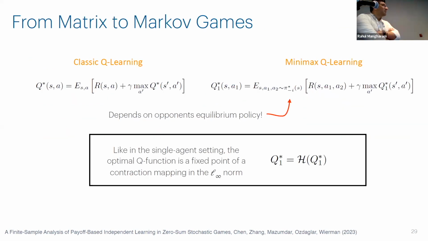So, I'm going to move now from matrix to Markov games, and I just wanted to really highlight the main differences here. On the left, I've written out the optimal Bellman recursion for the Q value in classic Q learning. On the right, it's basically the optimal recursion for Q learning in zero-sum games, where again, if we look at the only difference in those two equations, it's really that the expectation is taken over the actions of your opponent, right? And so just like in the single agent setting, the optimal Q function in a zero-sum game is a fixed point of a contraction mapping. But the problem now is that your contraction mapping depends on your opponent.